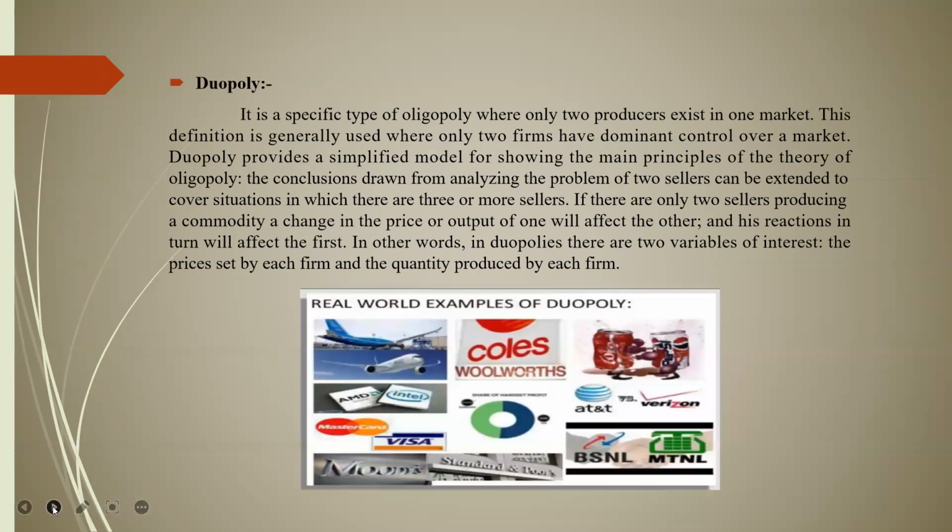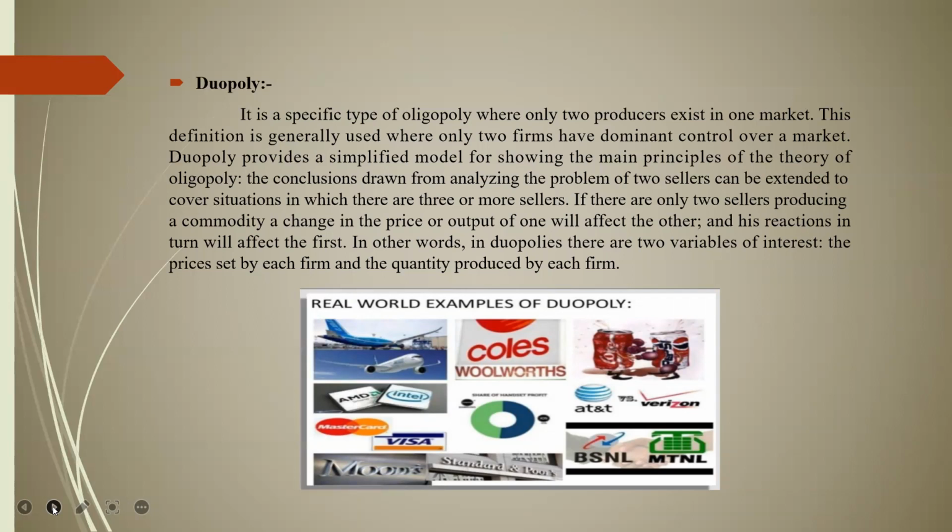Well, coming to the other type, that is duopoly. It is a specific type of oligopoly where only two producers exist in one market. This definition is generally used where only two firms have dominant control over a market. Duopoly provides a simplified model for showing the main principles of the theory of oligopoly. Generally, if there are only two sellers producing a commodity, a change in the price or output of one will affect the other. So his actions in turn will affect the first. In other words, in duopoly policies there are two variables of interest.